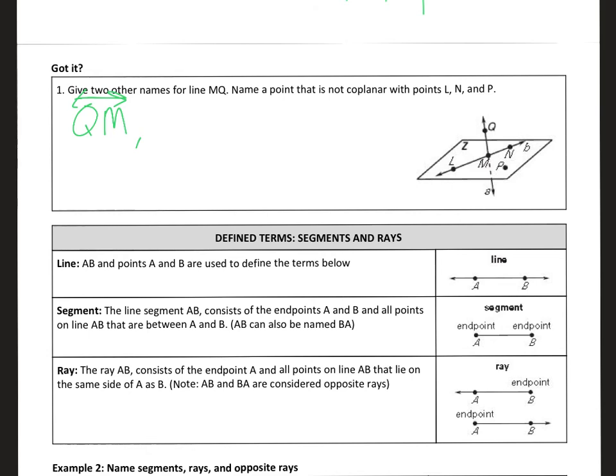Then, another way I could name MQ is if you look at the bottom here, A, that little a, I could name it line A, okay? That's another way to name it.